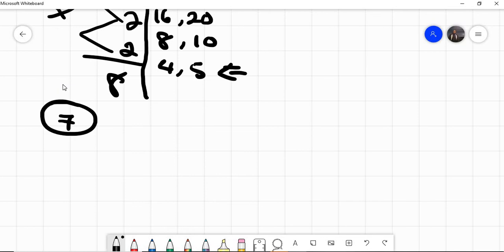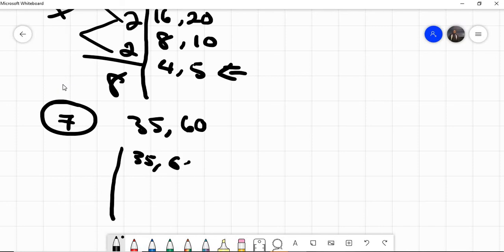Example 7, we are given 35 and 60. So we're gonna do our long division. 35, 60. So 35 is odd, so we cannot use 2, but we can divide by 5, because yeah, we can divide by 5. See, 35 divided by 5 is going to be 7, and then 60 divided by 5 is going to be 12, because 5 divided by 5 is going to be 1. And then one will be left, and then we write in front of the 0 will be 10. 10 divided by 5 is 2.